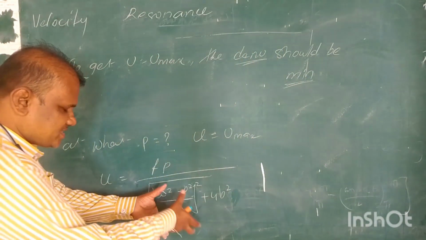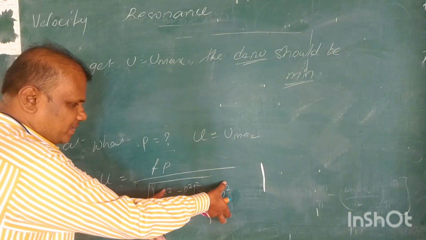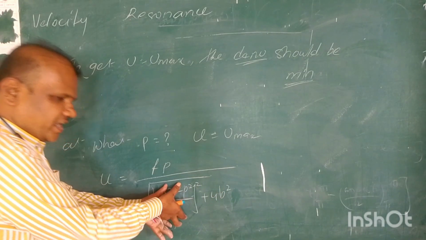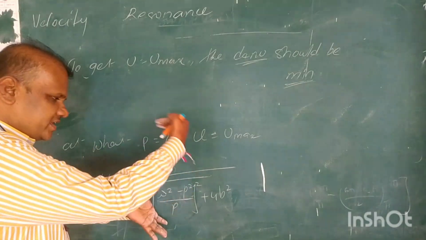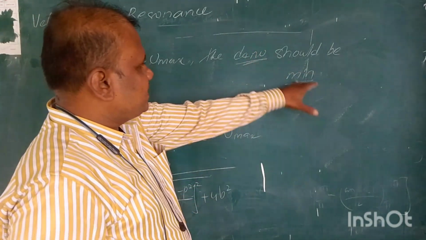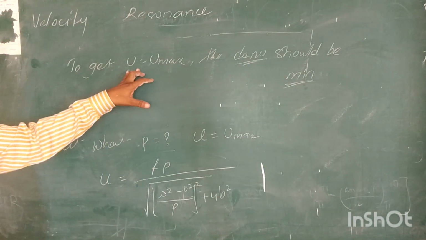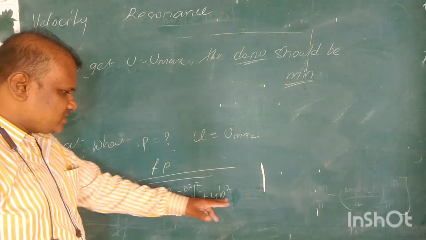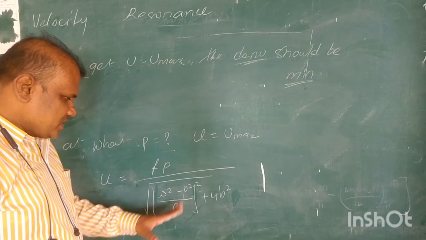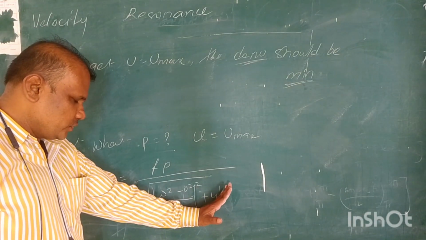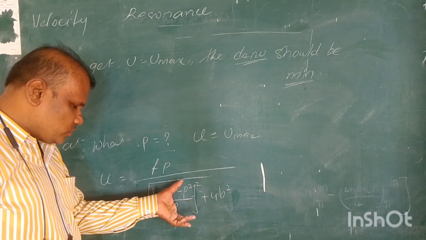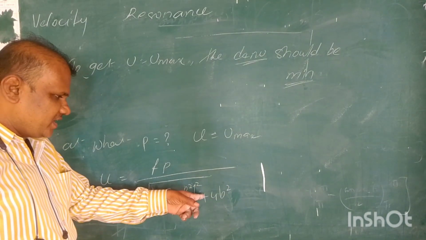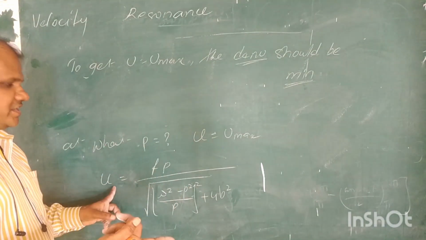Here you can see it is a sum of two terms: first term plus second term. Suppose I remove one term, automatically the denominator is going to reduce. If the denominator is reducing, then velocity becomes maximum. So if I remove the first term, the denominator value decreases, and if the denominator is decreasing, then u is going to be increasing.